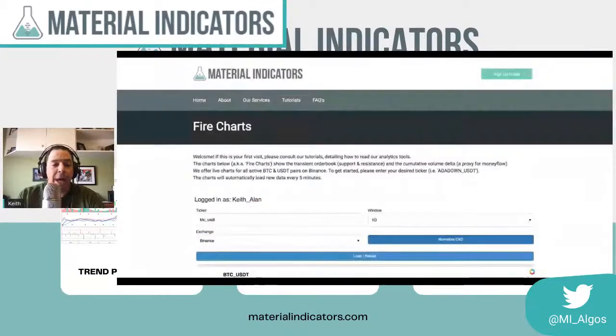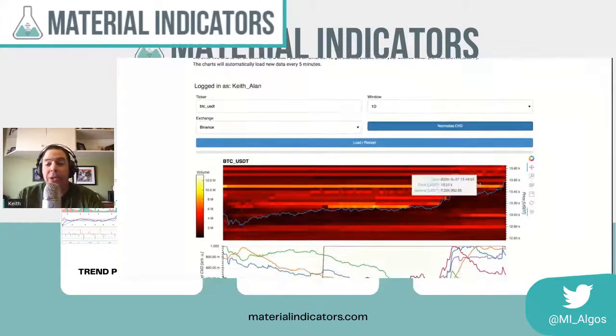The first thing I want to look at is our FireCharts, because right now things are popping, and I want to take a look and see if we can identify exactly what's happening. Let me go to a shared screen and pull up our brand new live Material Indicators web app. It looks like this, and you can see where we just broke this resistance here at 13.5.